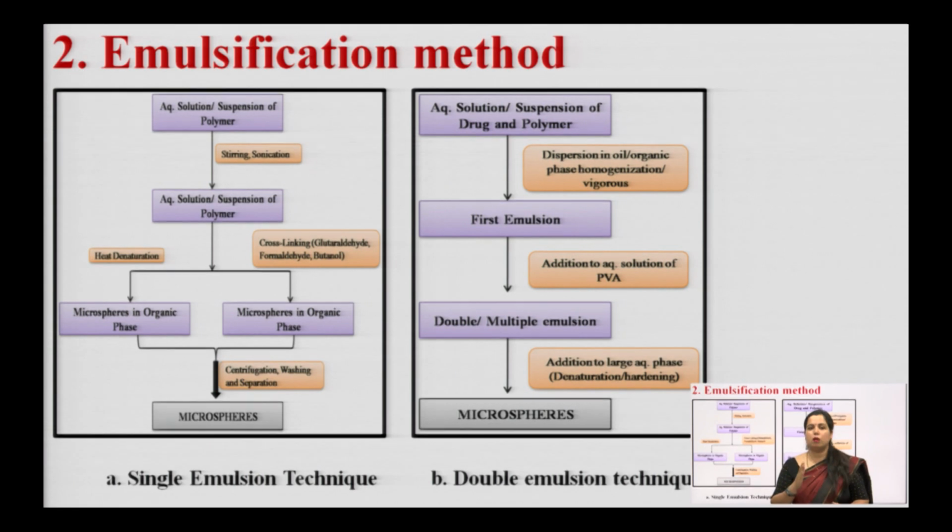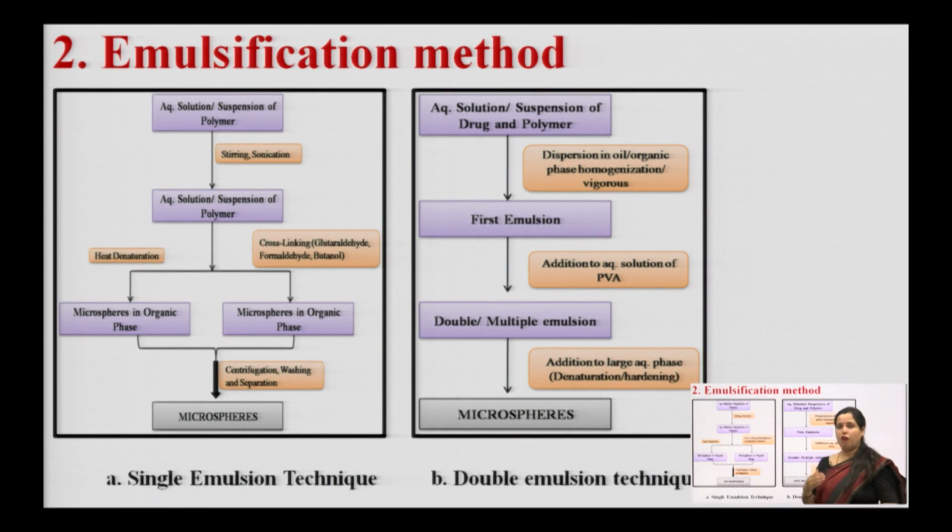Basically, you should know what an emulsion is. An emulsion is a system of two immiscible liquid phases which can be emulsified using an emulsifying agent. Now, in the double emulsion technique, we have an aqueous solution or suspension of drug and polymer, and dispersion in an organic oil phase with vigorous homogenization. If we have two immiscible phases, we can get dispersion using an emulsifying agent, giving a homogenized system. The two phases will not separate if we use an emulsifying agent, and vigorous stirring makes the emulsion more homogeneous. These are the approaches through which we can have a homogeneous system.